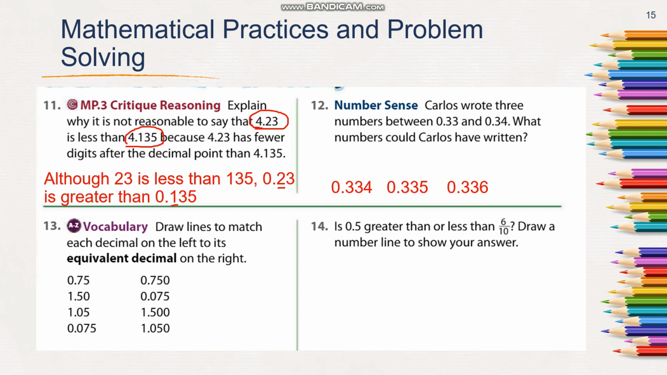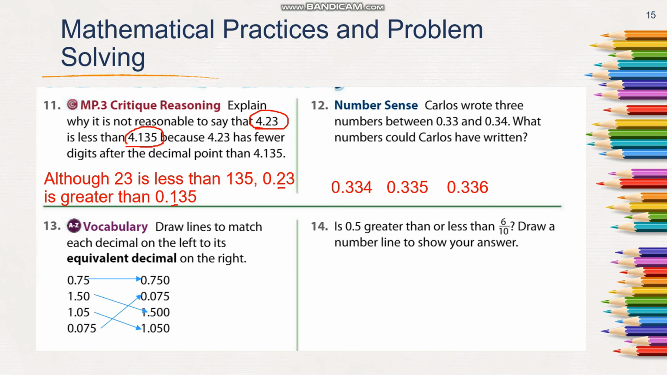Question number 13. Draw lines to match each decimal on the left to its equivalent decimal on the right. So 75 hundredths is equivalent to 750 thousandths. 1 and 50 hundredths is equivalent to 1 and 500 thousandths, because both 1s are in the ones place and both 5s are in the tenths place, and 0 has no value. And 1.05 is equivalent to 1.050, and 0.075 is equivalent to 0.075 or 75 thousandths.